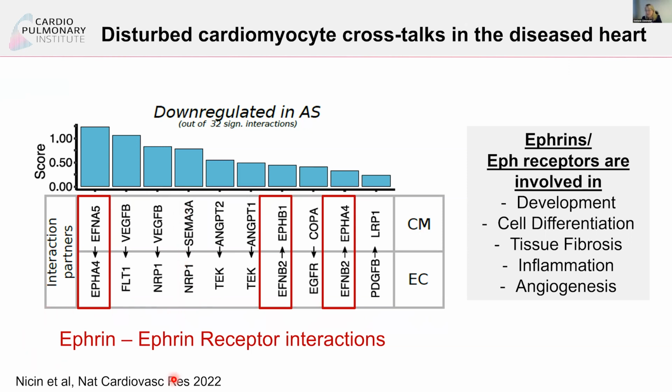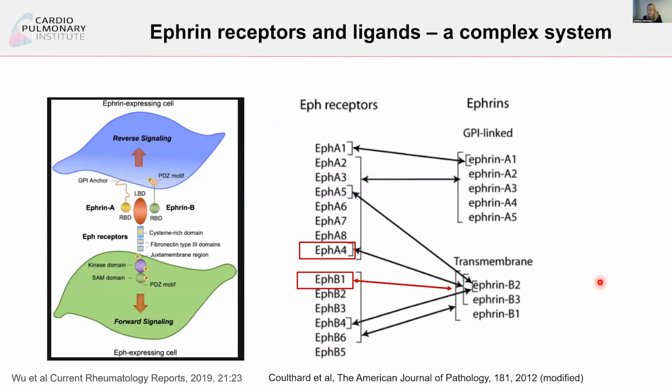But coming back to ephrin receptor interactions, we were particularly interested in these interactions because it had not been well studied in this disease context, although ephrins and ephrin receptors are very well known to be important for development, tissue fibrosis, inflammation, and angiogenesis. This is now a scheme showing you how ephrins and ephrin receptors interact. So the ephrins are usually, as I said, working as agonists, and they can activate ephrin receptors, but there is also a reverse signaling. So this really leads to an interaction between cells.